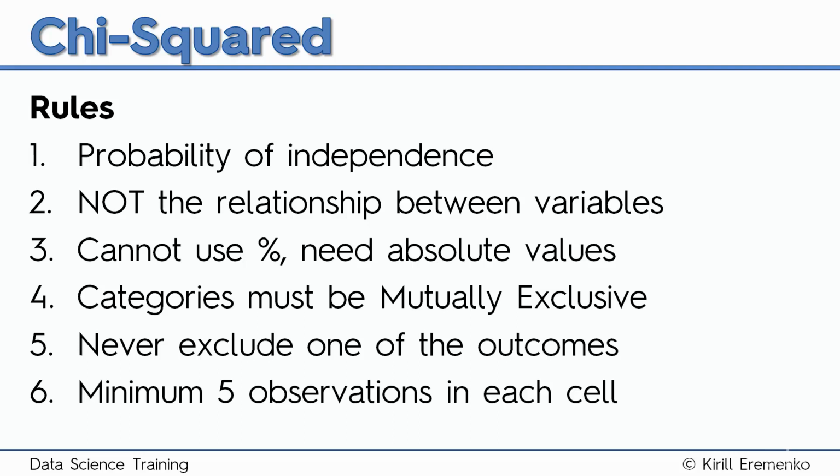And finally, rule number 6, a minimum 5 observations in each cell. So that's an important rule of chi-squared test. If you have less than 5 observations in a cell, you can't run the test. You have to look for other tests that might be suitable to your situation.